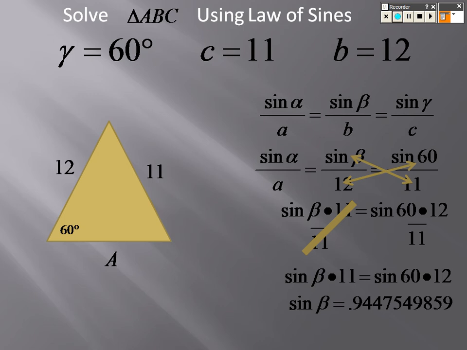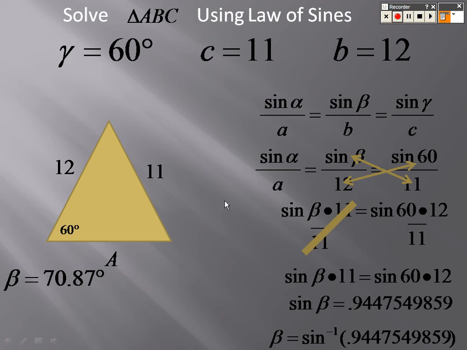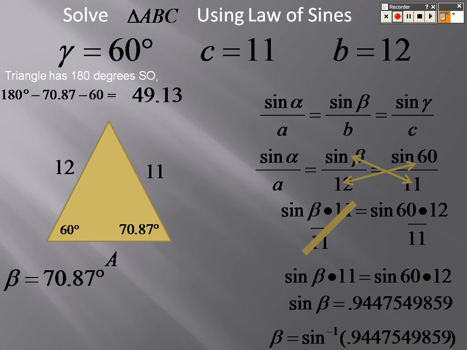0.9447549. Remember, whenever you want to find an angle, you do sine to the negative 1, or the inverse sine. So I do sine negative 1 of 0.9447549, and I get approximately 70.87 degrees for B. Okay, so I can find that missing angle now because I know a triangle has 180 degrees. So I can do 180 minus 60 minus 70.87 to get 49.13 degrees.